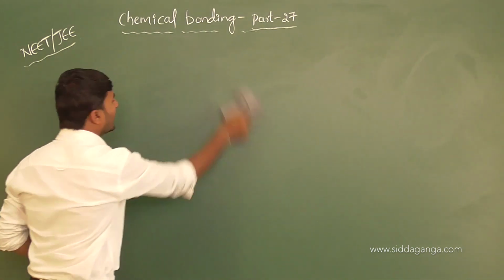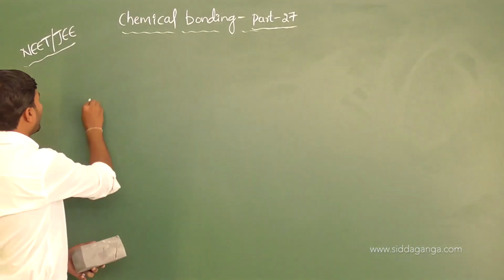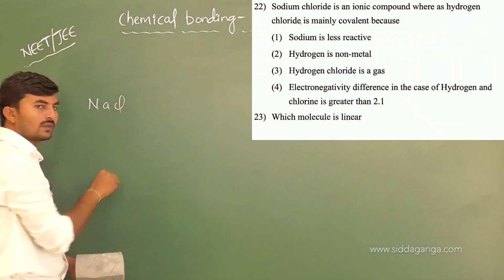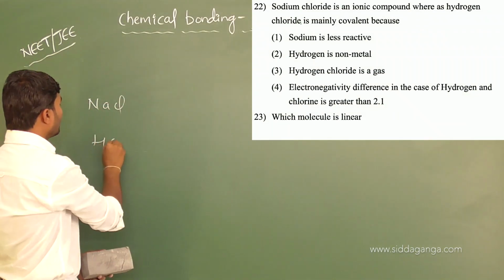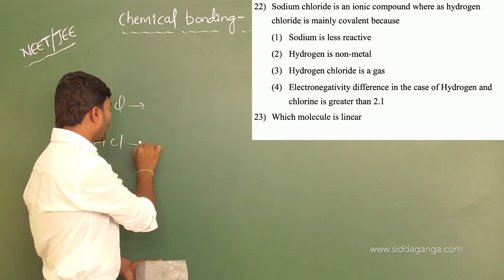So the next question will be, sodium chloride is an ionic compound whereas hydrogen chloride is mainly covalent because. What is the nature of an ionic compound? NaCl followed by HCl. The question is like this: why is NaCl ionic and why is HCl covalent?